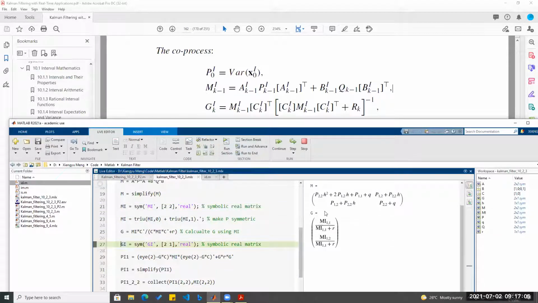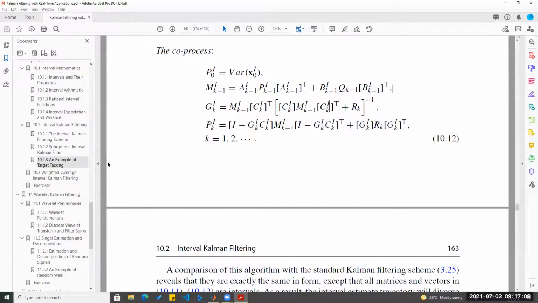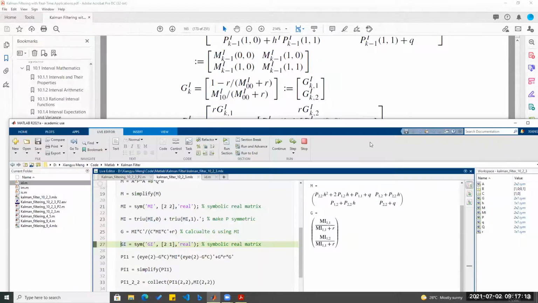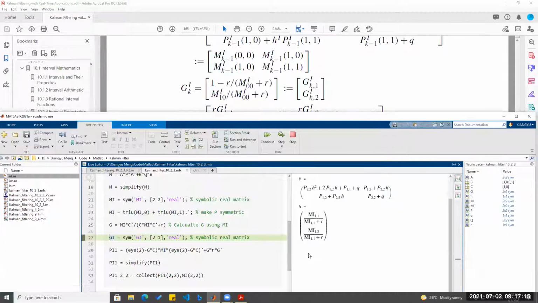So this is what G looks like. Then let's go back to see. This is M12, M11 plus R. So this is G2, and this one you can simplify. That will be M11 plus M11R, so here is a 0. So that's the G matrix.